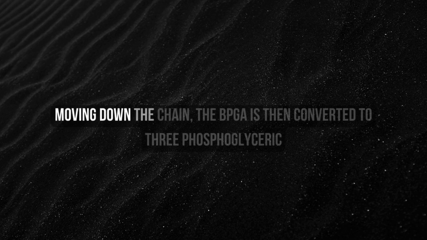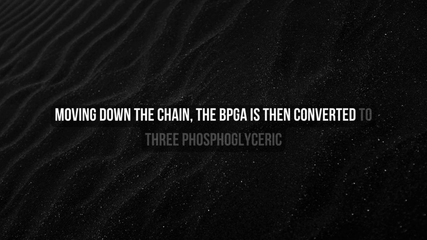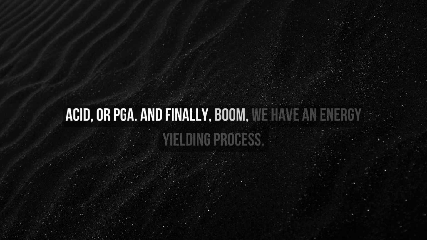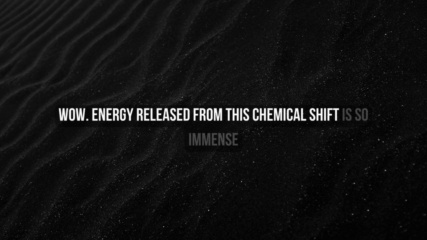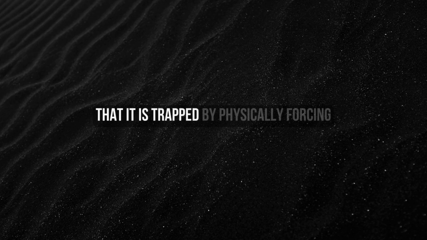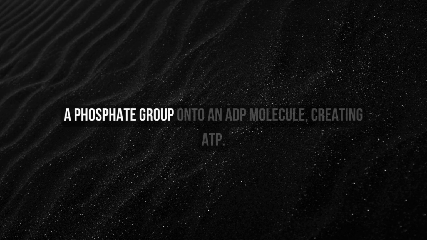Right. Moving down the chain, the BPGA is then converted to 3-phosphoglyceric acid, or PGA. And finally, boom, we have an energy yielding process. The energy released from this chemical shift is so immense that it is trapped by physically forcing a phosphate group onto an ADP molecule, creating ATP.